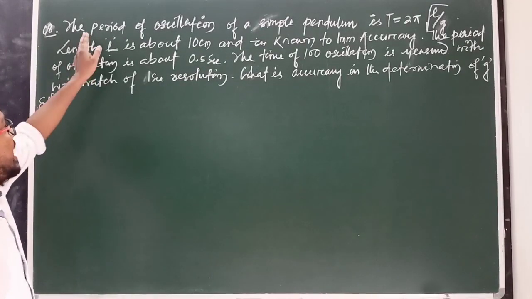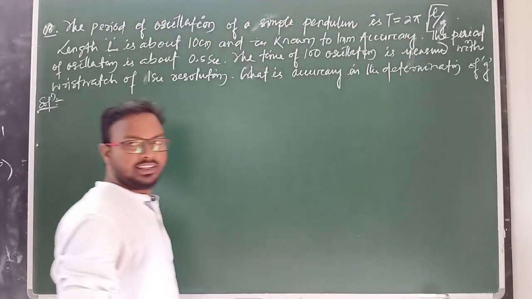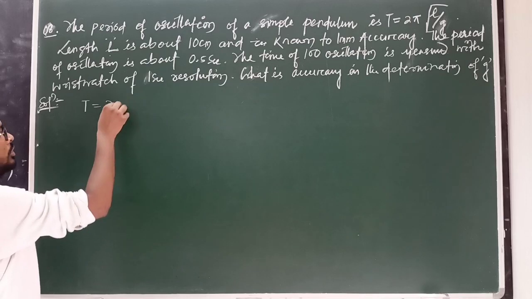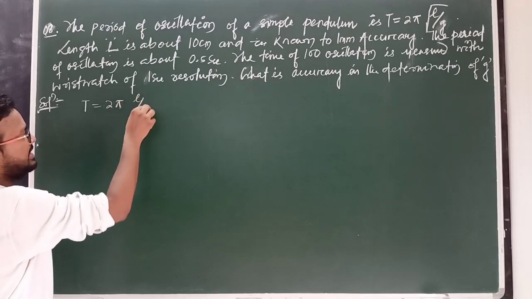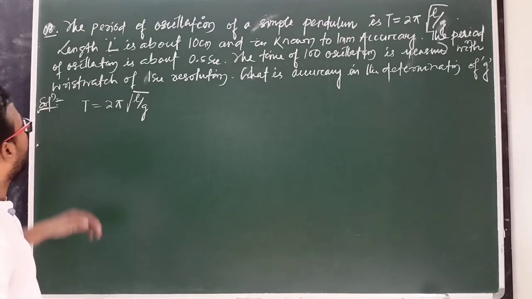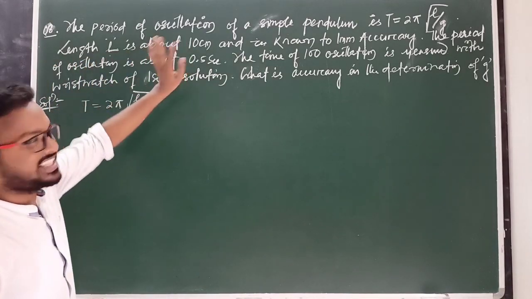The time period of a simple pendulum is given by T equal to 2 pi under root L by G. This is the equation for the time period of a simple pendulum. Clear? But we have to find here, given that the length L is about 10 centimeter.